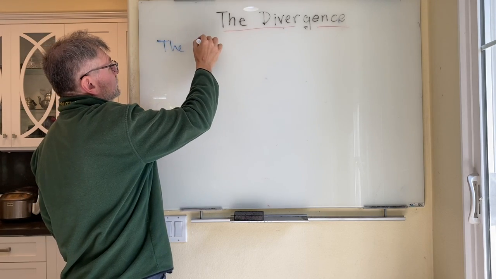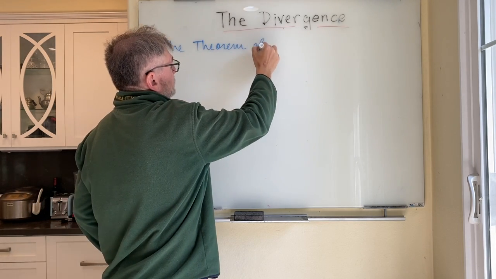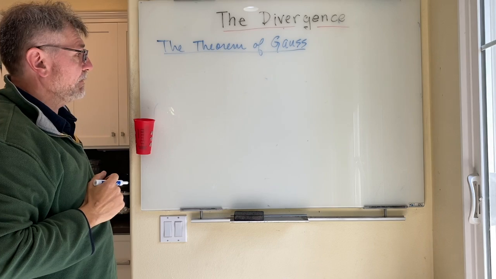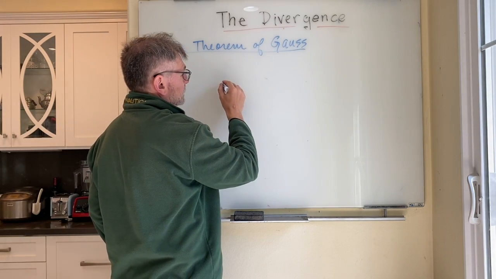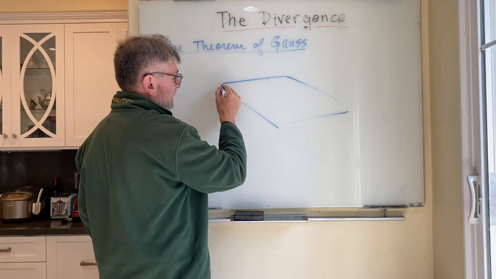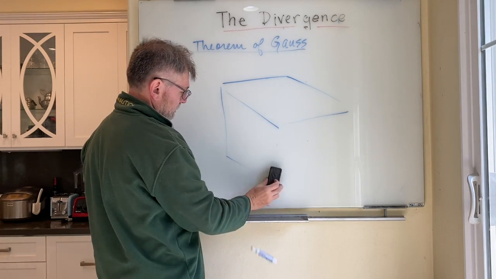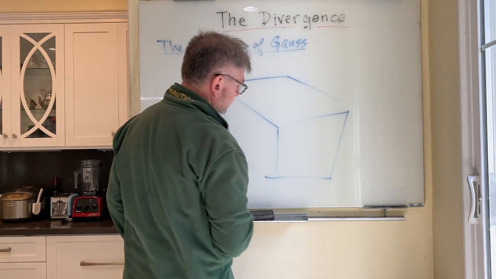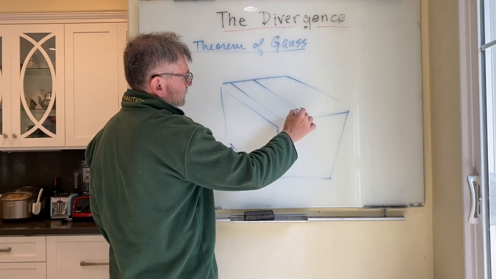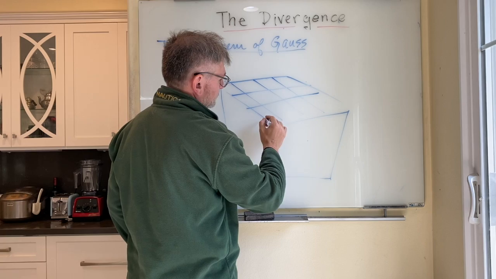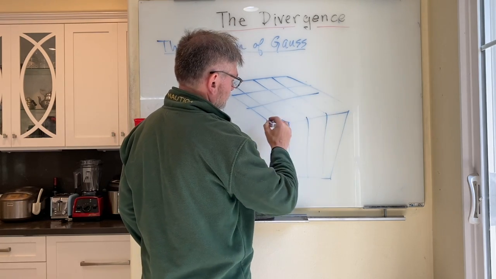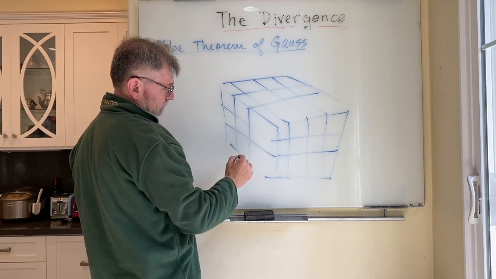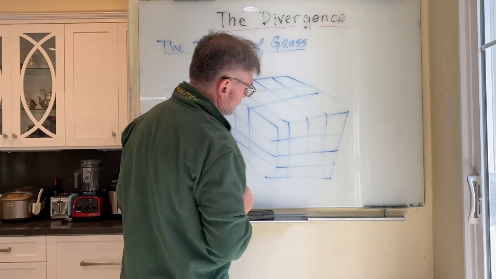The theorem of Gauss. And I imagine I have a volume, so some volume. It doesn't have to be rectangular, it could be any old shape. Shape is arbitrary. And I imagine dividing it up into little cubes, all these little cubes.